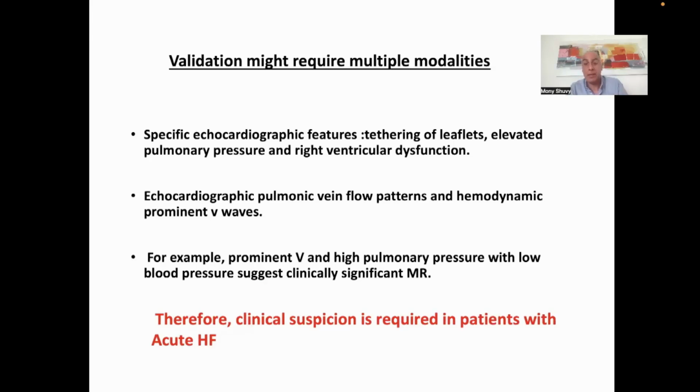In addition, hemodynamic evaluation can also help if we see elevated wedge pressure with a very high V wave. This suggests that this patient has severe mitral regurgitation. And for example, if we see a very high V wave and low blood pressure, this patient often has acute severe mitral regurgitation. Therefore, clinical suspicion is required among patients with acute heart failure.